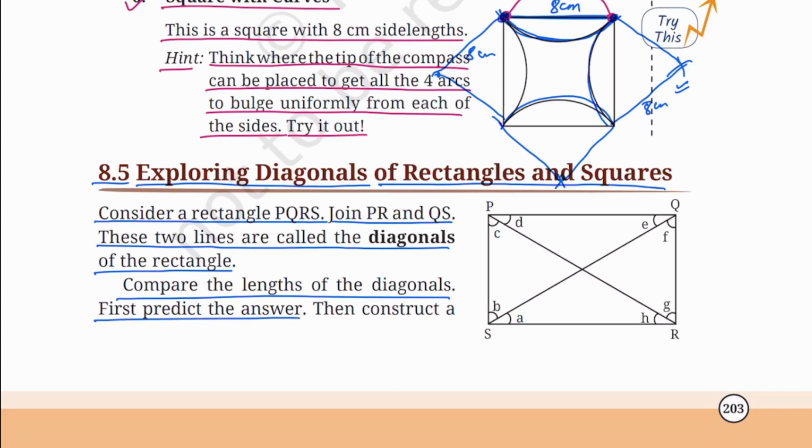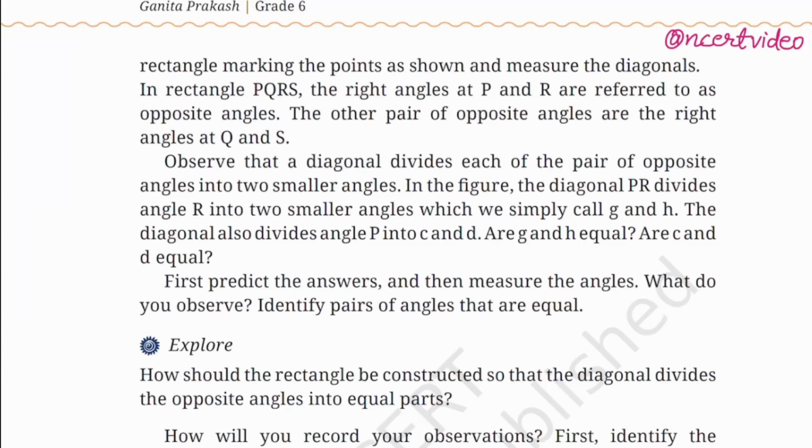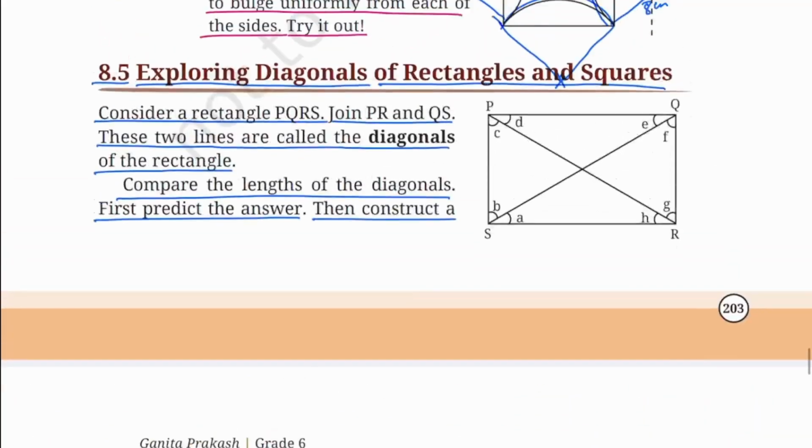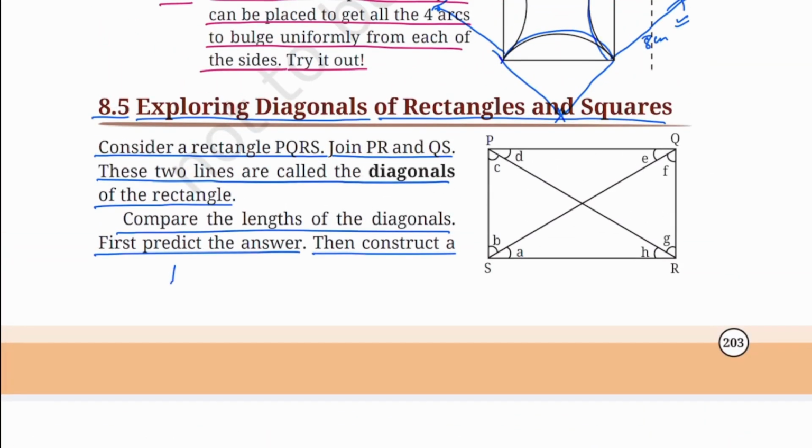First predict the answer, then construct a rectangle marking the points as shown and measure the diagonals. If you measure the diagonals, you will get PR is equal to QS.